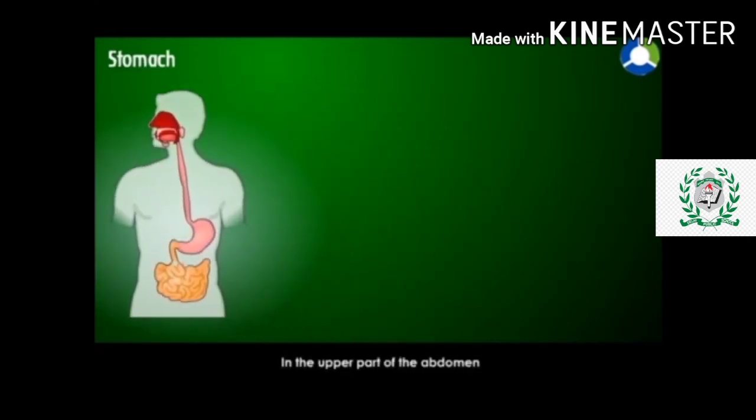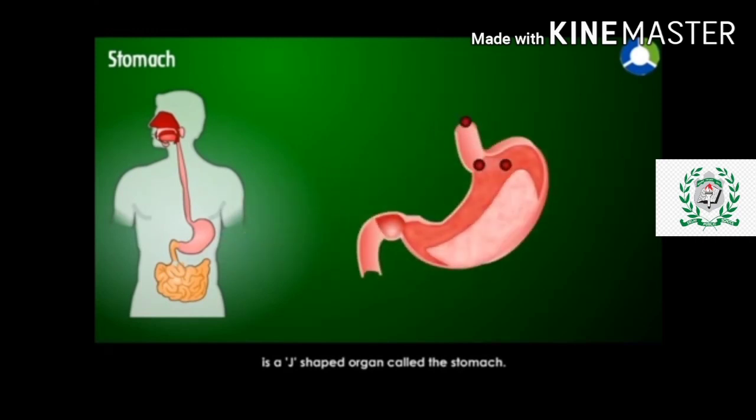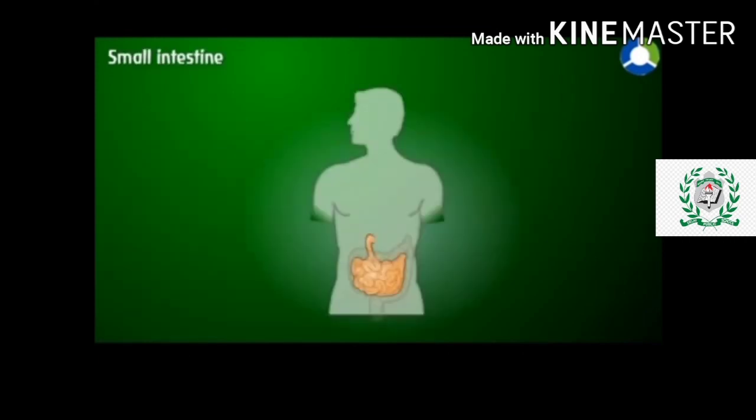Stomach. In the upper part of the abdomen is a J-shaped organ called the stomach. When we swallow food, it reaches the stomach through a long food pipe. When the food enters the stomach, it expands. Here, the food is churned with the help of the stomach juices and then passed on to the small intestine.